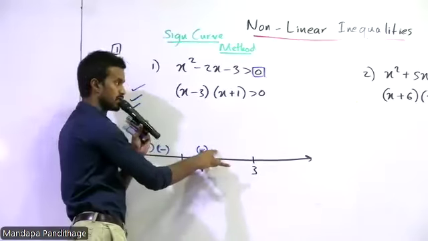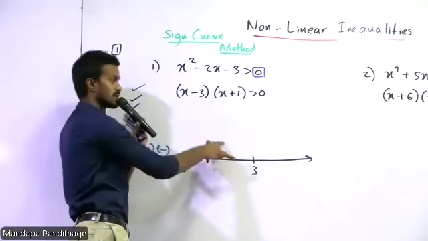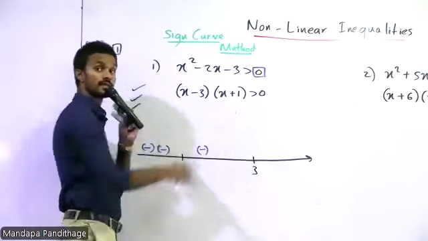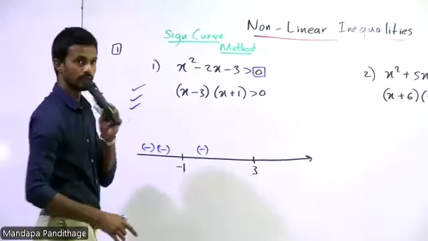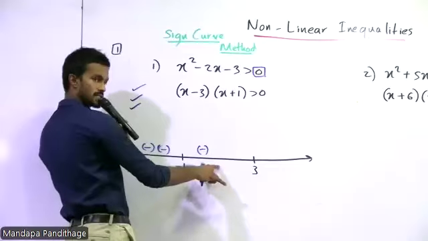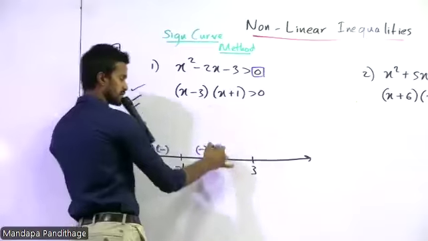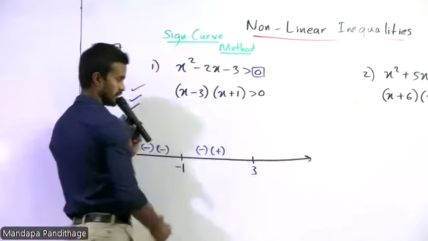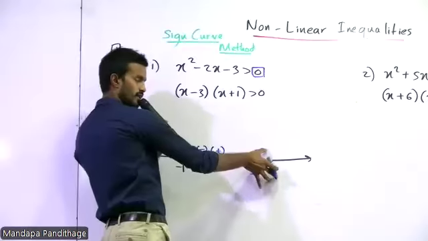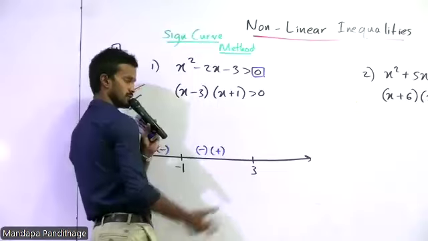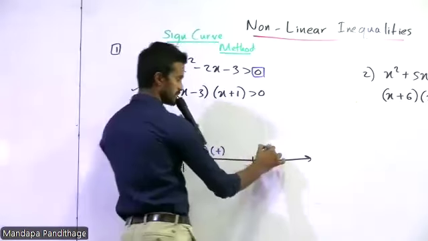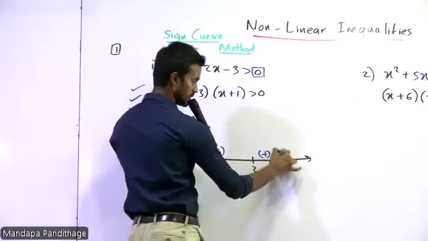And now substitute that value here. If you substitute the value here, it is positive. For example, if you take plus 1 in this region, 1 minus 3 is negative, but 1 plus 1 is positive. Clear? And then, if you take a value in this region, let's go with 4, this is positive, and this is positive.